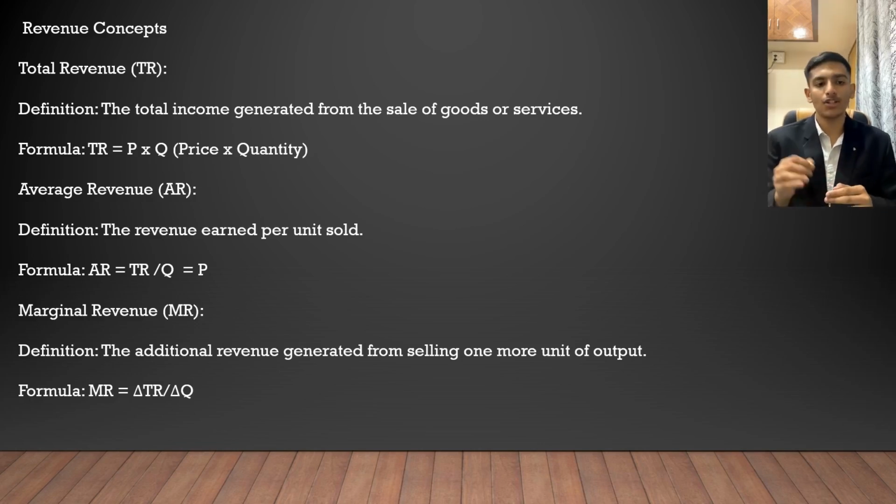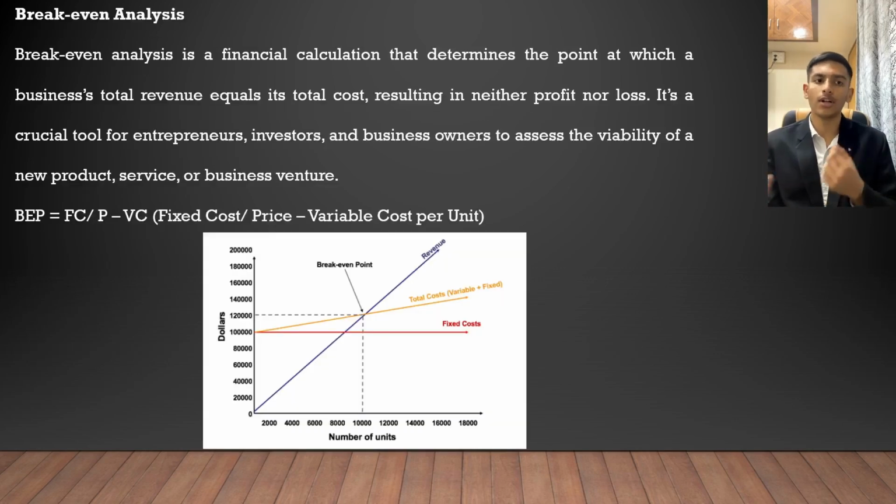Third is the marginal revenue. When additional revenue is generated from selling one more product, it is called marginal revenue. The formula is marginal revenue is equal to change in total revenue divided by change in the units sold. If we apply that formula, we get marginal revenue.